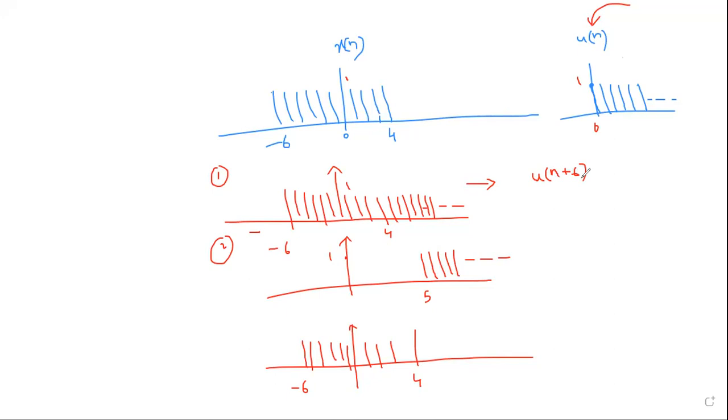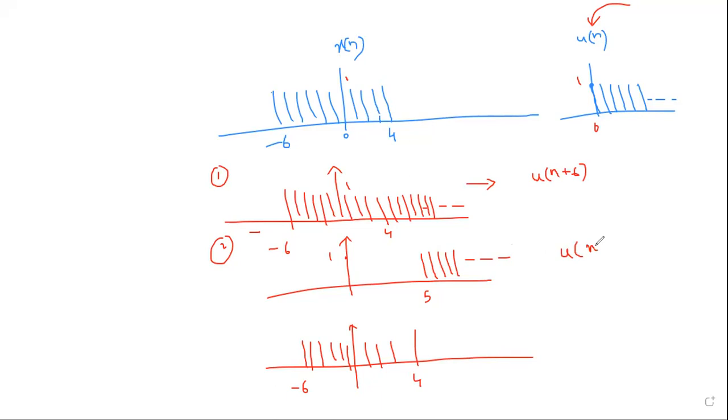This signal is u of n plus 6. Okay. Since this signal has been moved towards the left side, this is u of n plus 6. Got this thing? Moved to the left side. What about this signal then? What is this signal? This is u of n only, moved to the right side by 5 locations.